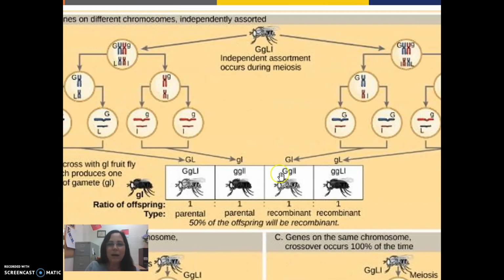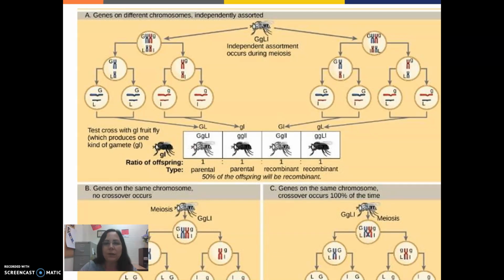So these are all the possible combinations that you can have in the offspring after fertilization. You can end up with a fruit fly that's heterozygous for both traits, big G, big L, little l. You can end up with a fruit fly that's homozygous recessive for both traits. You can end up with a fruit fly that's heterozygous for the G trait and homozygous recessive for the L trait. Or you can end up homozygous recessive for the G trait and heterozygous for the L trait. So the main lesson here is that if the genes are on different chromosomes, then independent assortment is going to occur, okay?